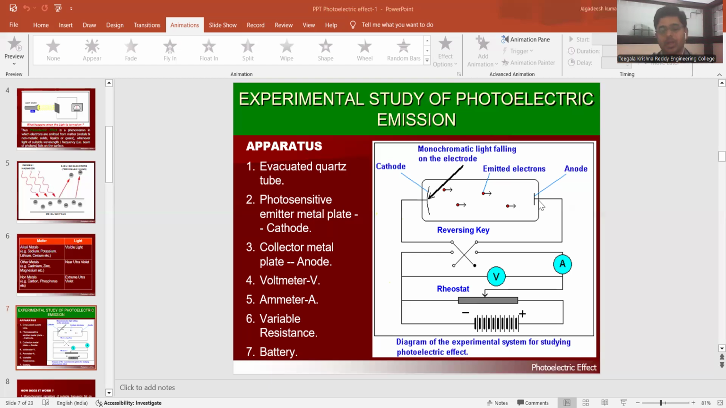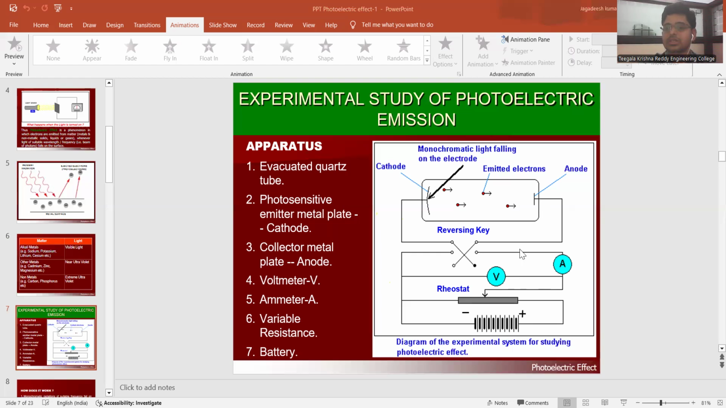This is the block diagram of the photoelectric effect. When monochromatic light falls on the metal, electrons are emitted from the cathode. When we apply the positive potential to plate B, the electrons pass through the circuit. How many electrons pass through the circuit, that much deflection occurs in the ammeter.